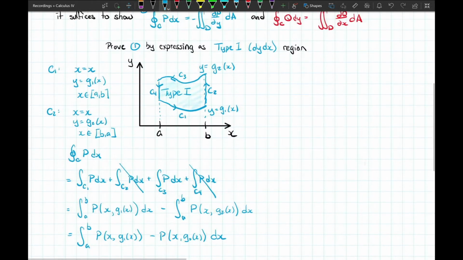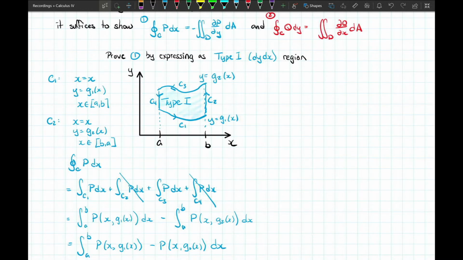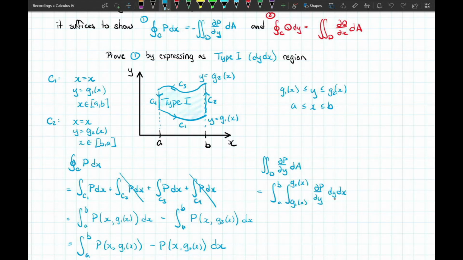Now, going back to the equation that we want to prove, on the right-hand side, we have a double integral. Let's investigate how we would take that double integral and turn it into an iterated integral. Well, as a type 1 region here, our boundary for y is going to be from g1 of x to g2 of x, where x is going to be bounded from a to b. Now, changing this integral over the region D into an iterated integral, we can put those boundaries on. And here I have the boundary for y from g1 of x to g2 of x, and the boundaries of x being from a to b.